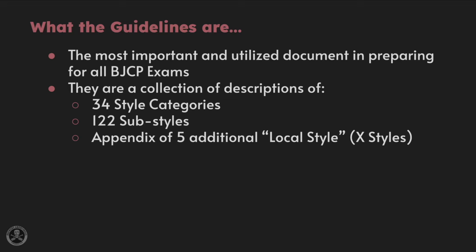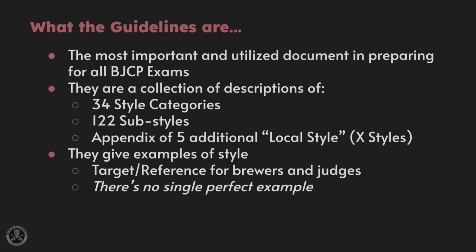They also provide examples of each of those styles, and these examples are not arbitrary. They don't pick up an American Brown Ale off the shelf and cite that as an example just because it says American Brown Ale on the label. There is a good amount of effort into finding beers that best represent each of these style descriptions. These examples help provide a reference for both brewers and judges.